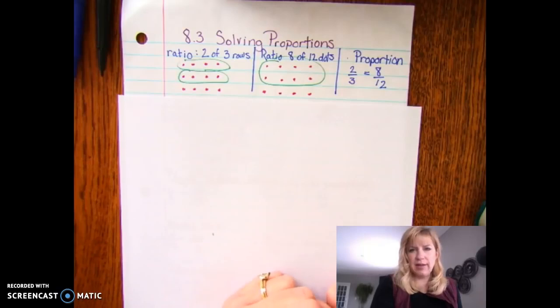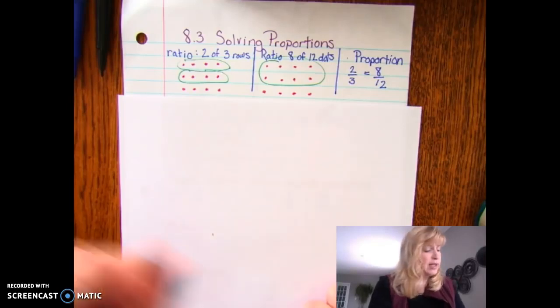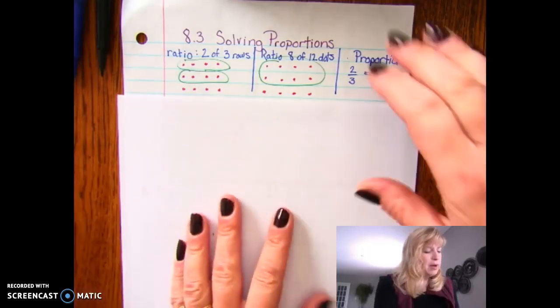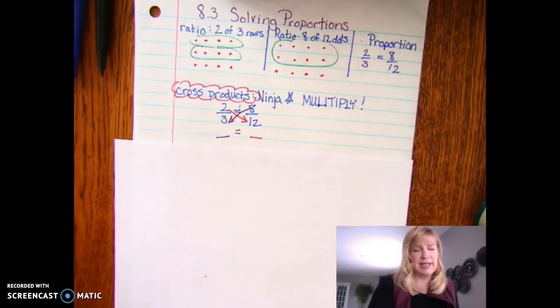Some of you are looking at this and saying, okay, Mrs. McKinley, those are equivalent fractions. Yes, they are. Equivalent fractions are proportions, actually. Sometimes the proportions that we are going to work with aren't quite as obvious. So that brings me to, how do you tell if two quantities are proportional?